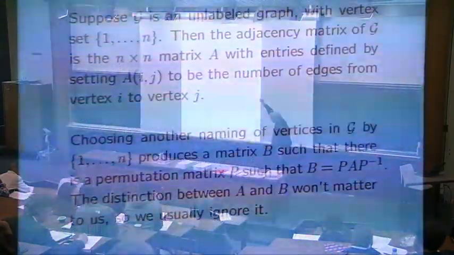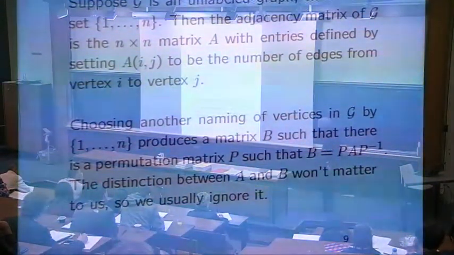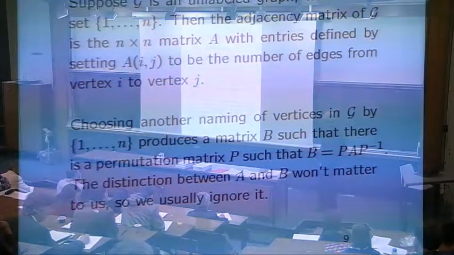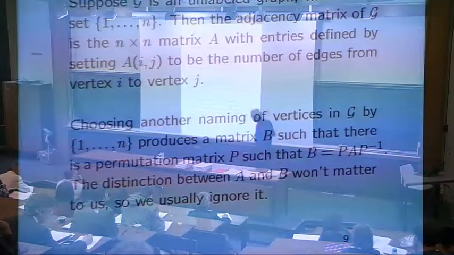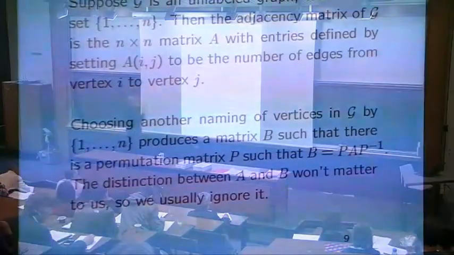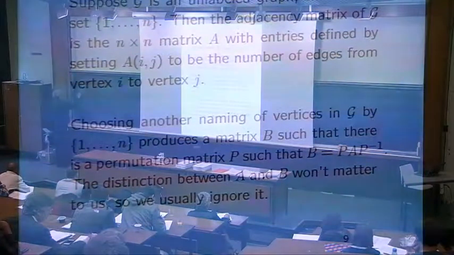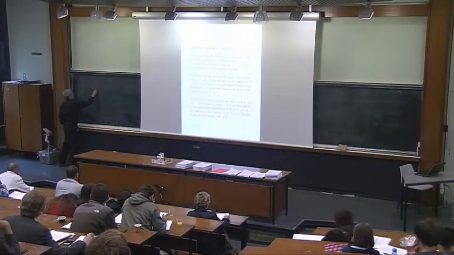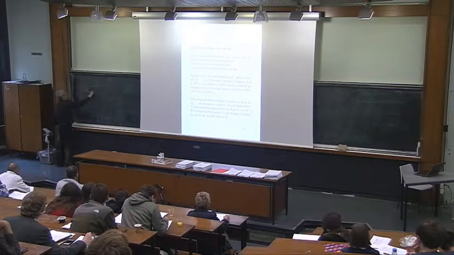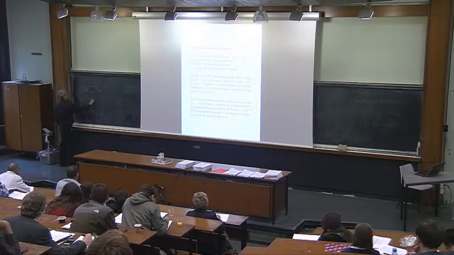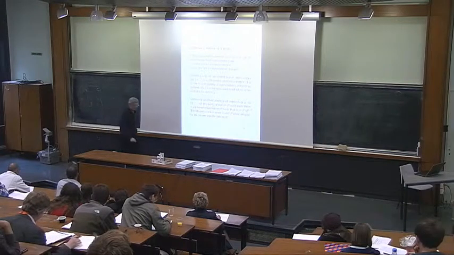Anyway, so now let's suppose that we have an unlabeled graph. It's got a vertex set 1 through n. Its adjacency matrix is going to be the n by n matrix whose entries are defined by setting a_ij to be the number of edges from vertex i to vertex j. So if we had this graph, think of vertex 1, vertex 2, the adjacency matrix would be that matrix.